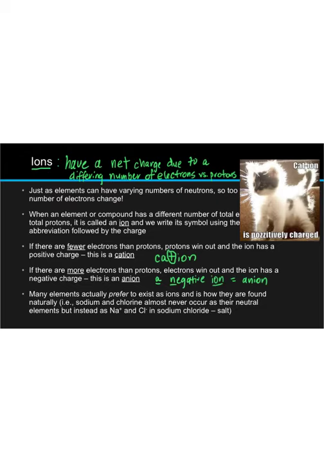It turns out that many elements would actually prefer to exist as ions rather than as electrically neutral atoms, the way they're organized on the periodic table. Virtually all the sodium that we find naturally occurring on Earth doesn't exist as a sodium metal, a neutral element, but rather as an ion, specifically a cation of sodium that's lost one electron.